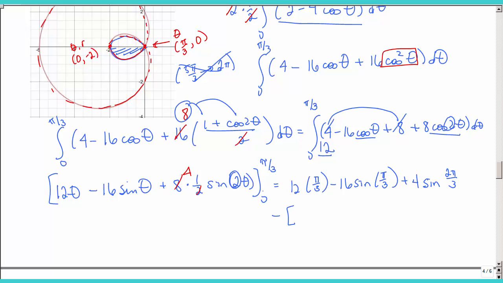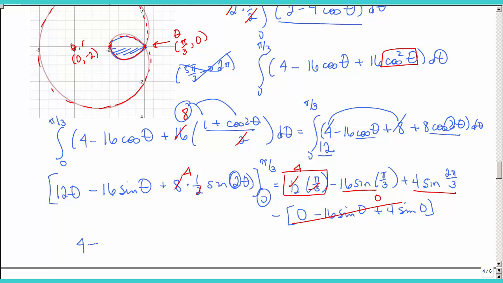Minus, then we're going to put in 0. So we're going to have 0 minus 16 times the sine of 0 plus 4 times the sine of 0. So again, all of that is 0. So what do we get from there? We have 4 pi. But then we have to do some trig right here. So we have 4 pi.